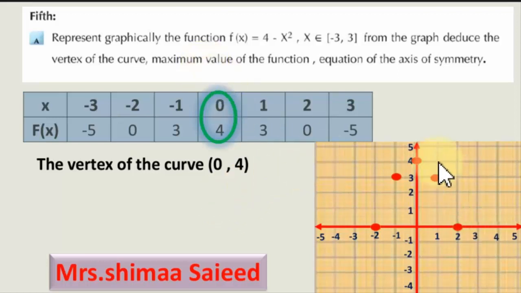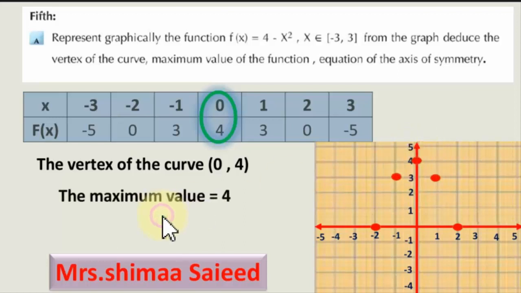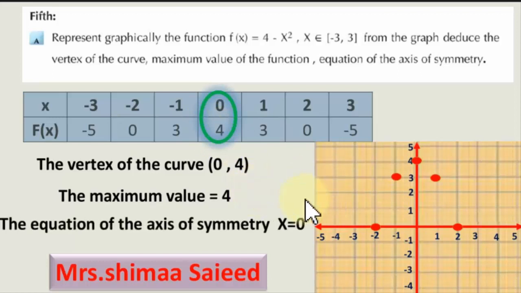As you see, the vertex of the curve is the ordered pair 0 and 4. The maximum value is 4. The equation of the axis of symmetry is x equals 0. So the vertex of the curve is 0 and 4. The maximum value is 4. The equation of the axis of symmetry is x equals 0.